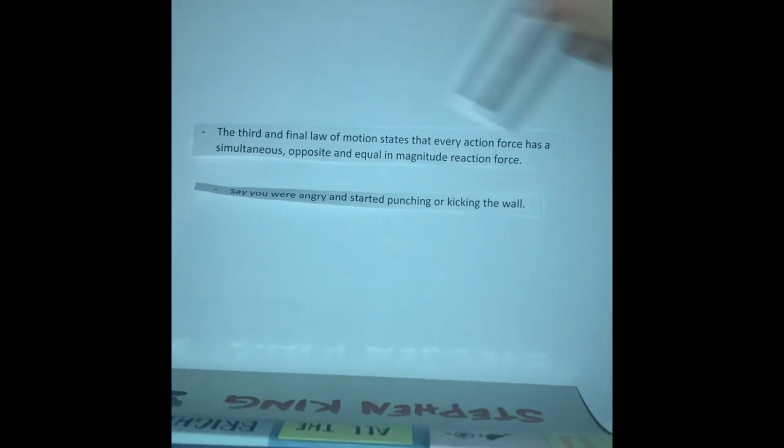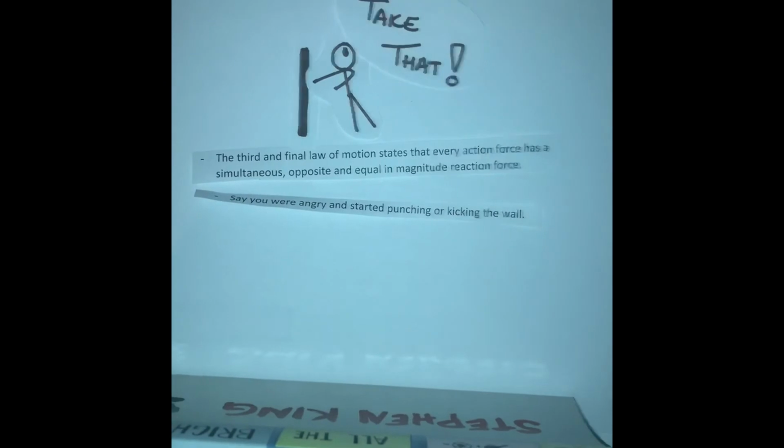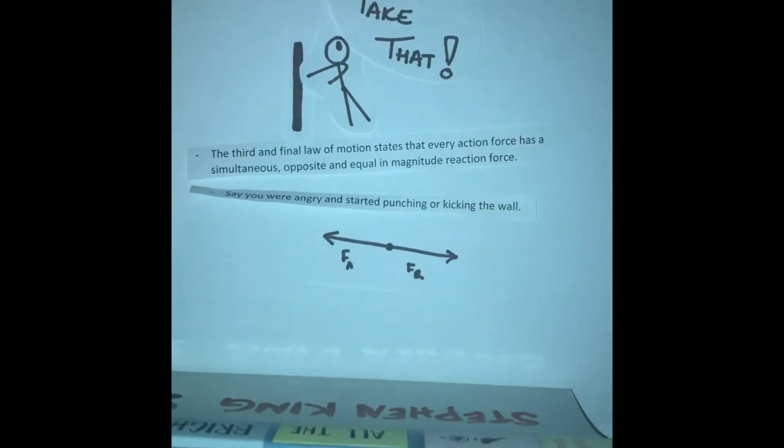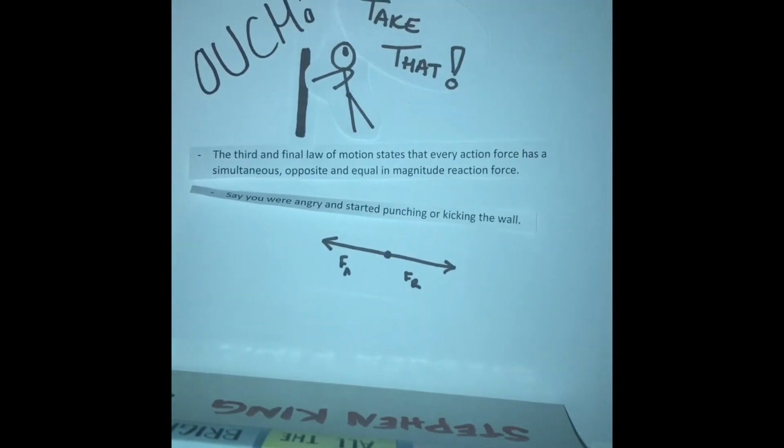The third and final law of motion states that every action force has a simultaneous, opposite and equal in magnitude, reaction force. Say you were angry and started punching or kicking the wall. The force you exert when punching against the wall will be matched with an equal force in magnitude, but towards you, not against the wall itself.